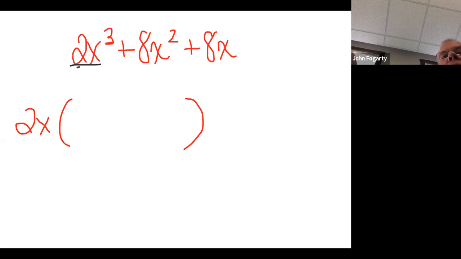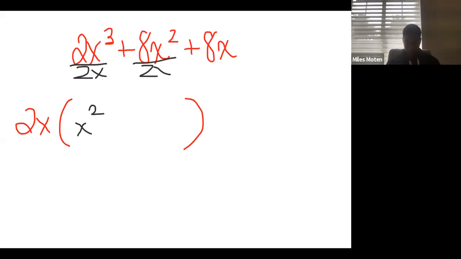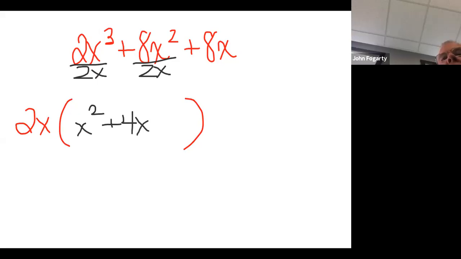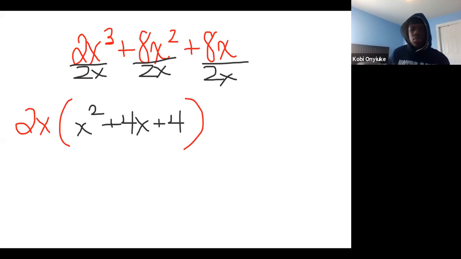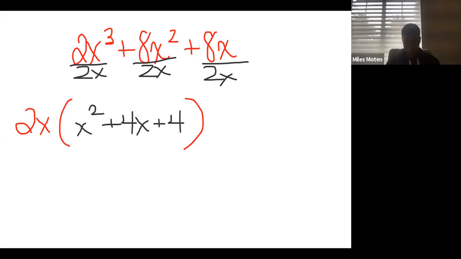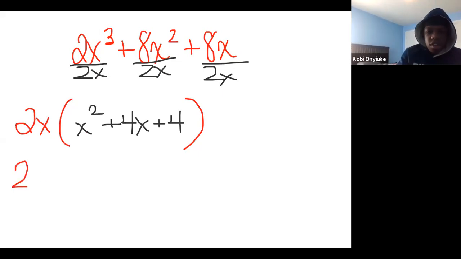What's this become? X squared, right? Plus what's this become? 4x. And what does this become? 4. Now, am I finished? No. No, why not? Still got to factor some.